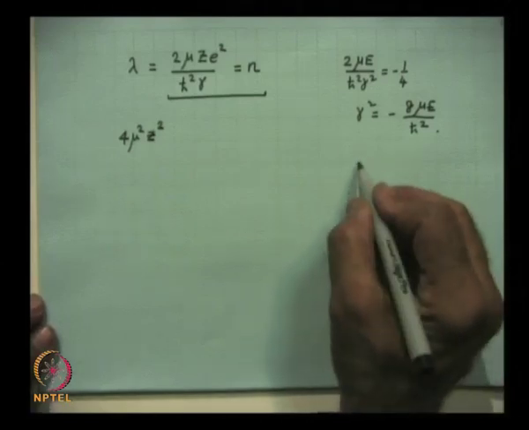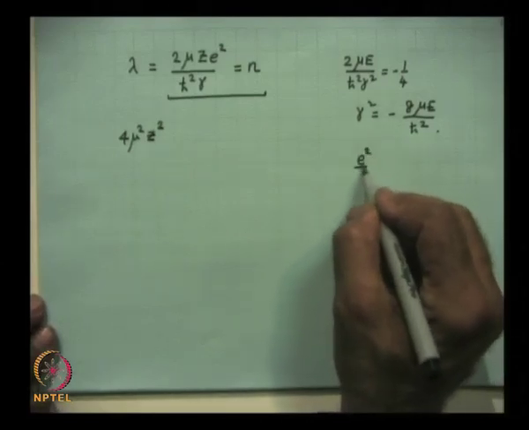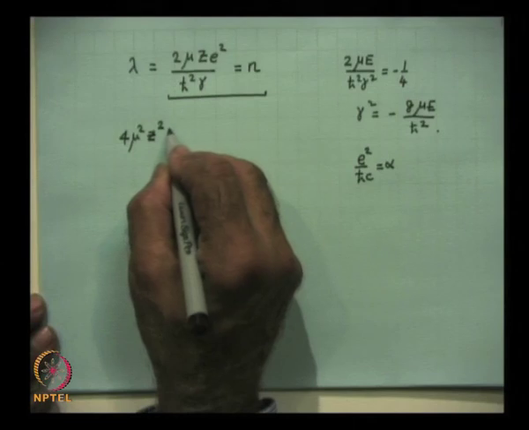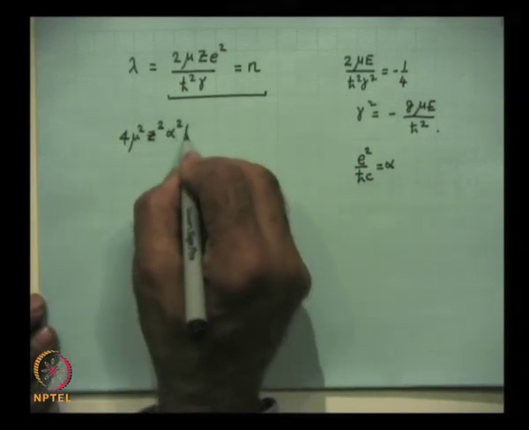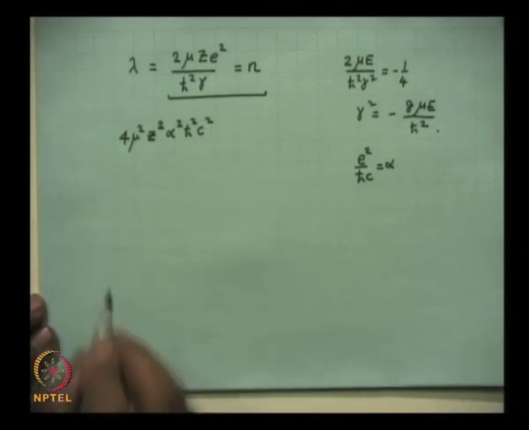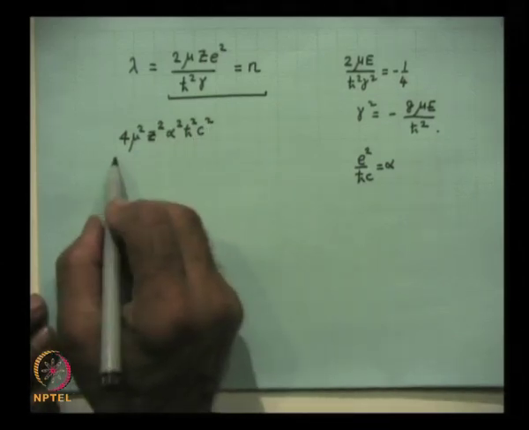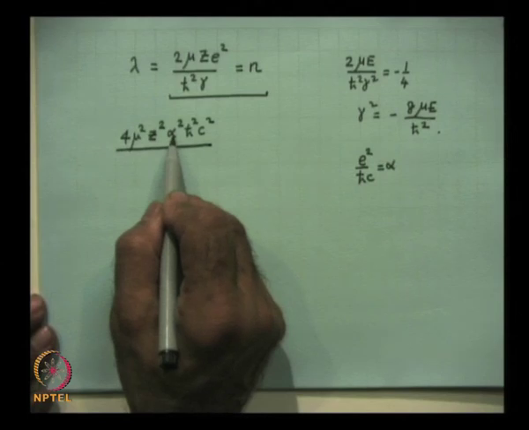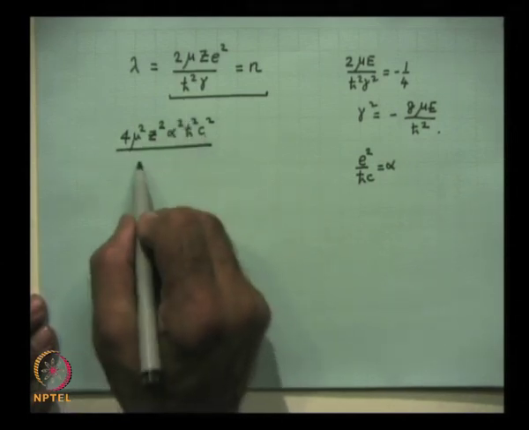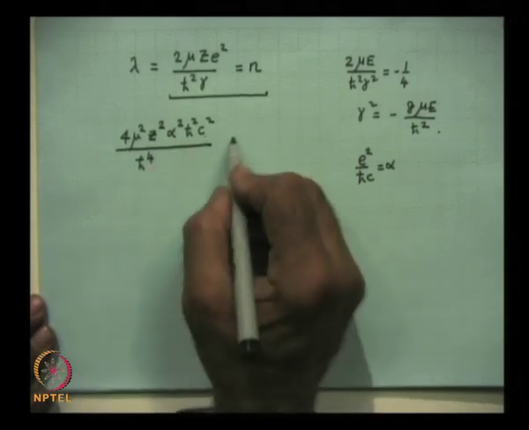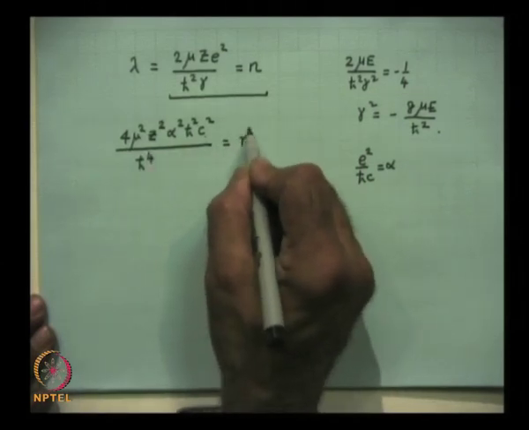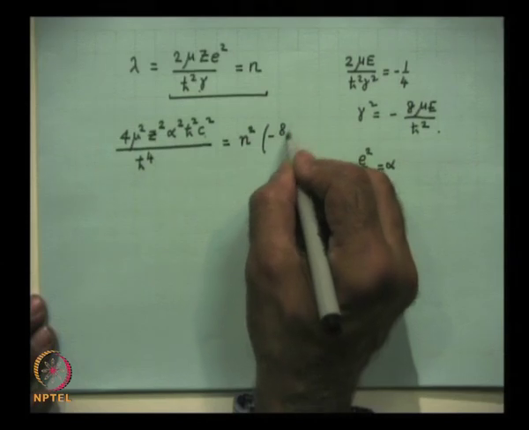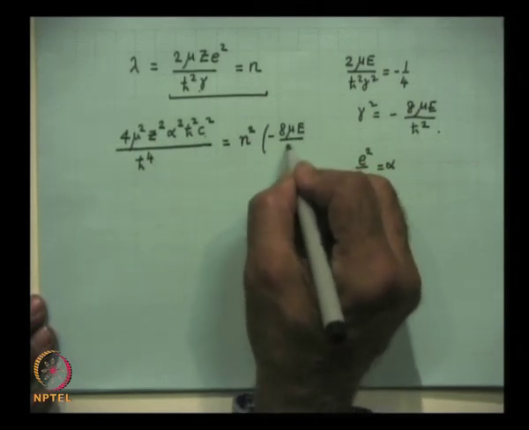Okay. Now, I will do one more simplification. e square by h cross c is equal to alpha. So, this will be e to the power of 4 equal to alpha square h cross square c square. I have squared this. So, 4 mu square z square alpha square h cross square c square divided by h cross to the power of 4 is equal to n square gamma square. So, gamma square is minus 8 mu E by h cross square.